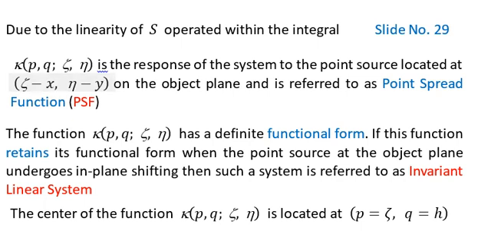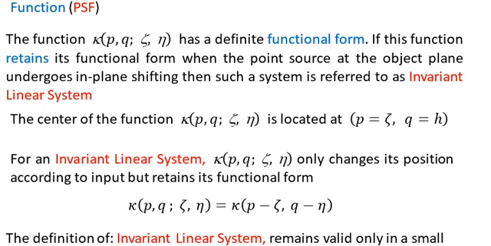located at zeta, eta, that is x and y in principle, on the object plane, and is referred to as the point spread function. So kappa is actually the point spread function. So you know that when we have an object point and an image point, the image will be a blurred version or the spread version of the input. Kappa is the response to the input point source, so kappa will be regarded as the point spread function.